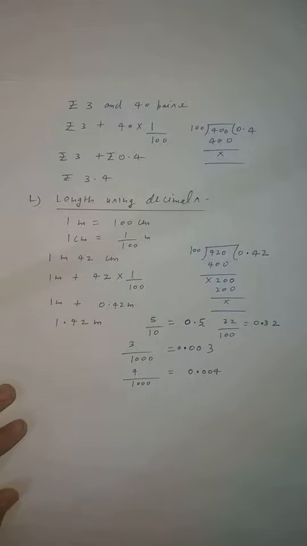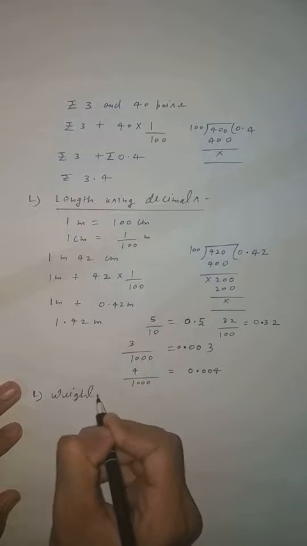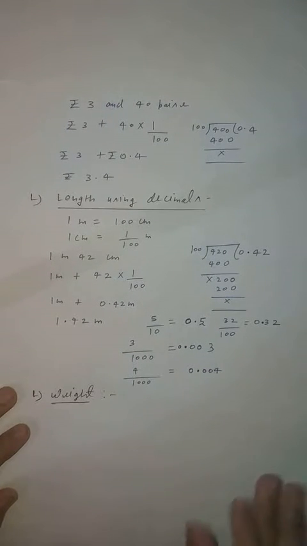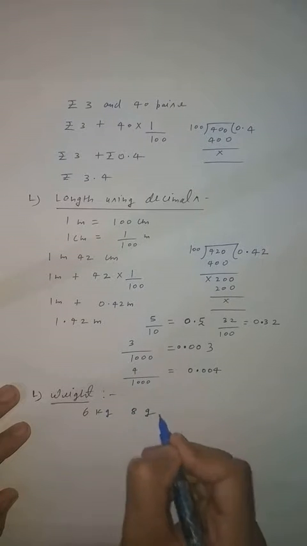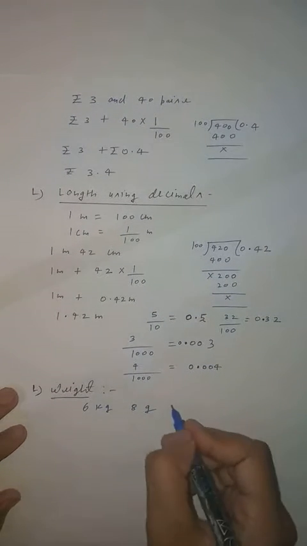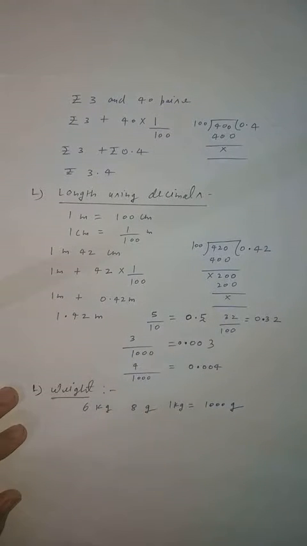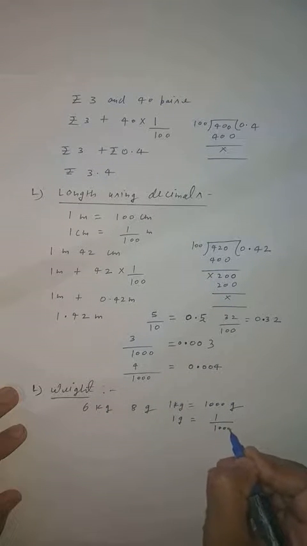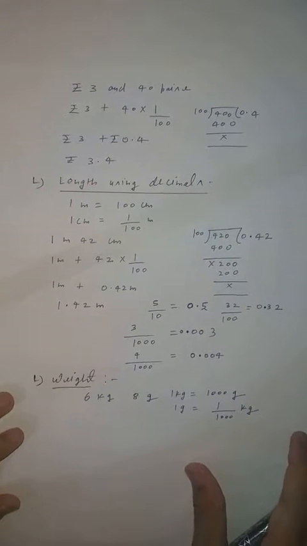Now come to weight. What is this? This is the same as length, student, only I have written weight, but the process is the same. Like it is given 6 kilogram 8 gram. You have to change it into kilogram. Now you know that 1 kilogram equals 1000 gram. This you know very well. And 1 gram equals 1 upon 1000 kilogram. You know that very well. Clear?